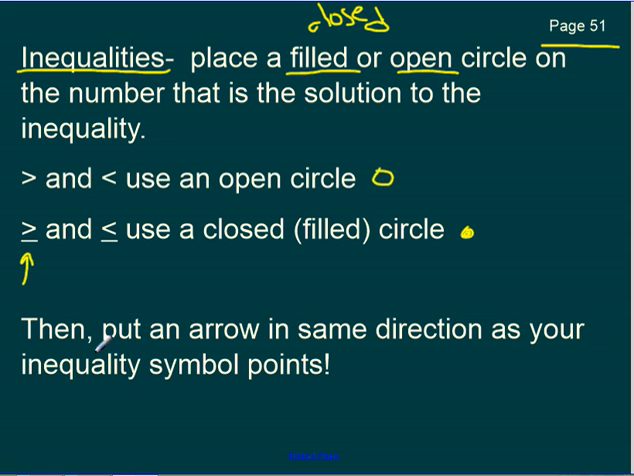And then, this is the part that people sometimes mess up, you're going to put an arrow that points in the same direction as where your inequality symbol points. And you'll see a couple examples of this in just a minute. Get all of these notes written down. Pause the video if you need to, because we're going to go ahead and jump ahead right now.